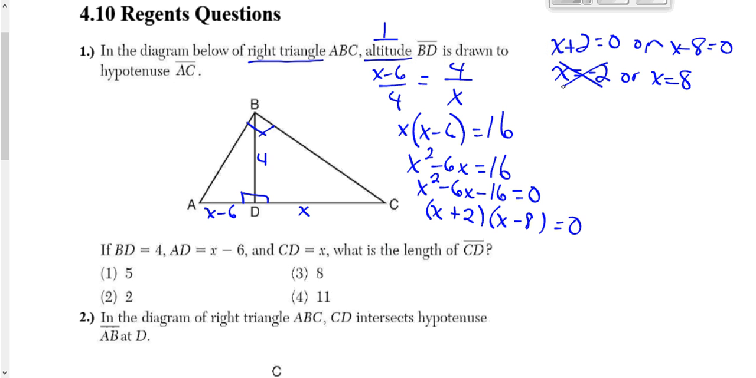So the answer is what? X equals 8. Is that what they asked us, though? CD. Okay, well, that is our X. Be careful. What if they had said to find AD? We'd have to subtract, all right? Or maybe we would have started out putting our X over here, right? But if you didn't, okay? So, 8.